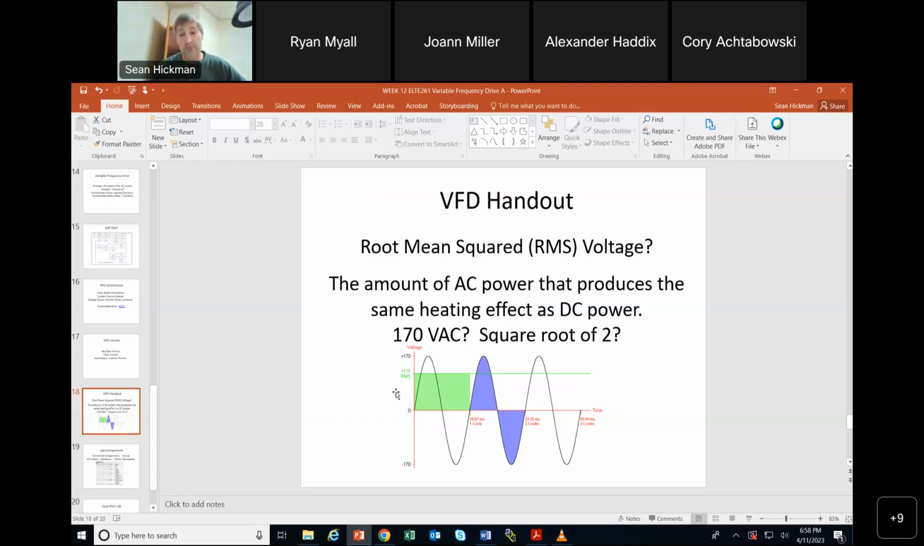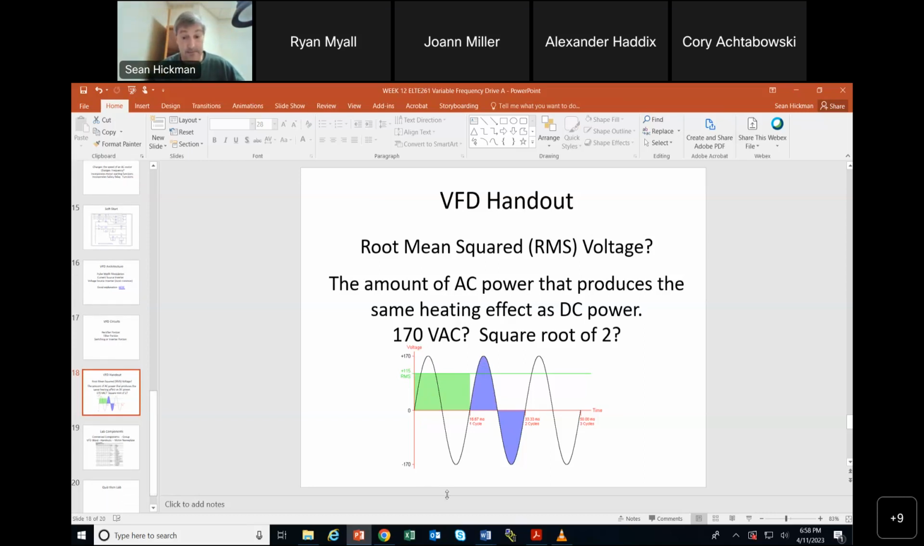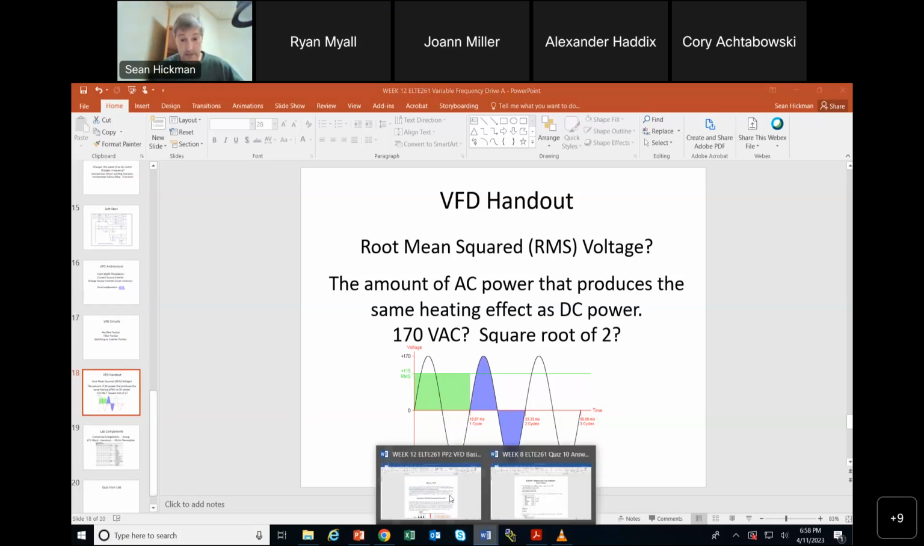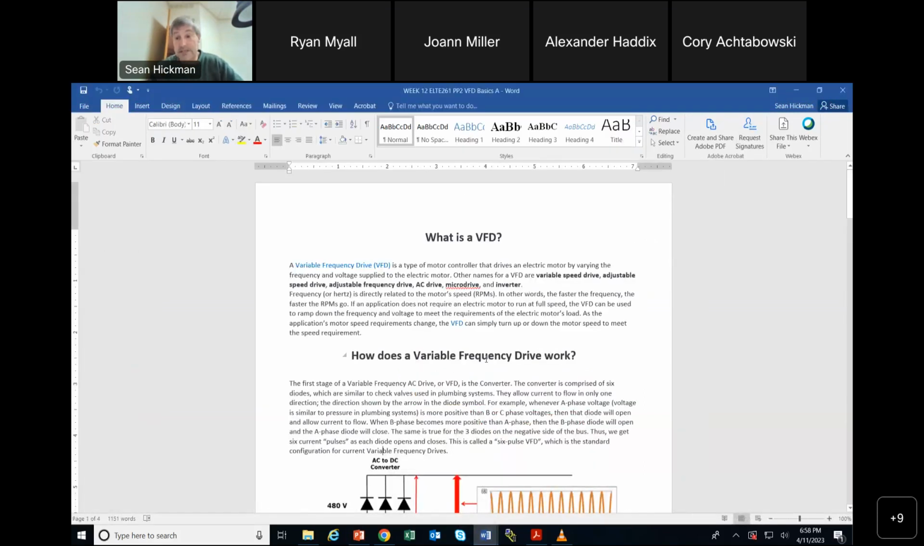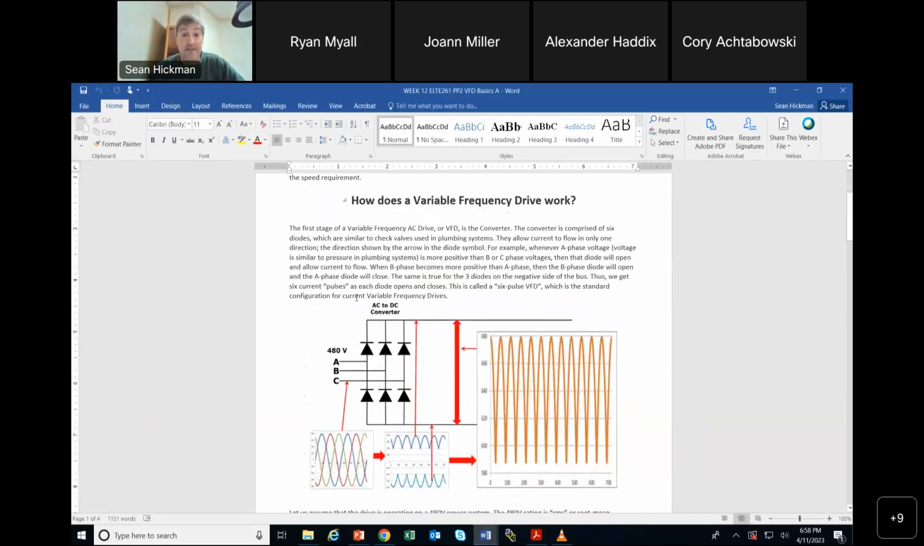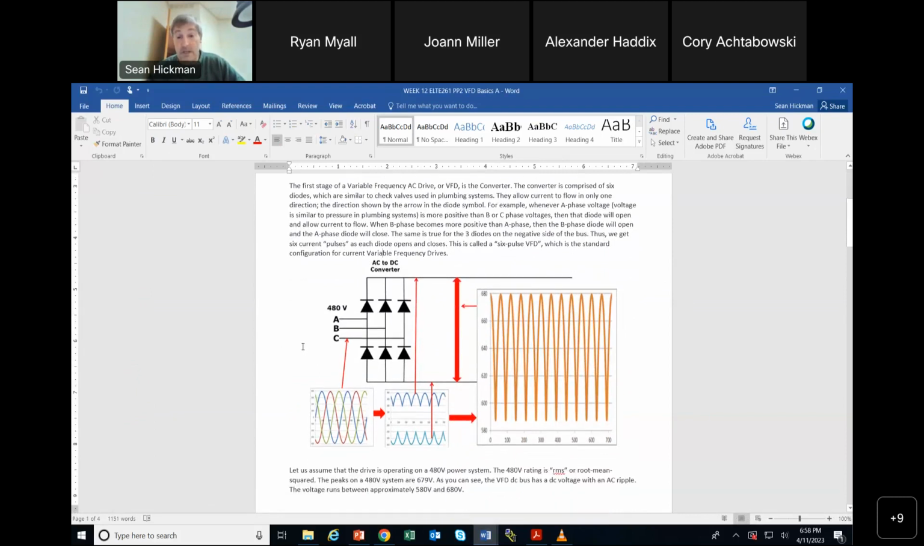So when your RMS meter reads 115 volts AC, that's not the peak voltage. The peak voltage is 170 volts. All right. So you guys have learned that quite a bit. And so why do we need to know that? We need to know that because, once again, this is a handout you got. And this talks about how it's going.